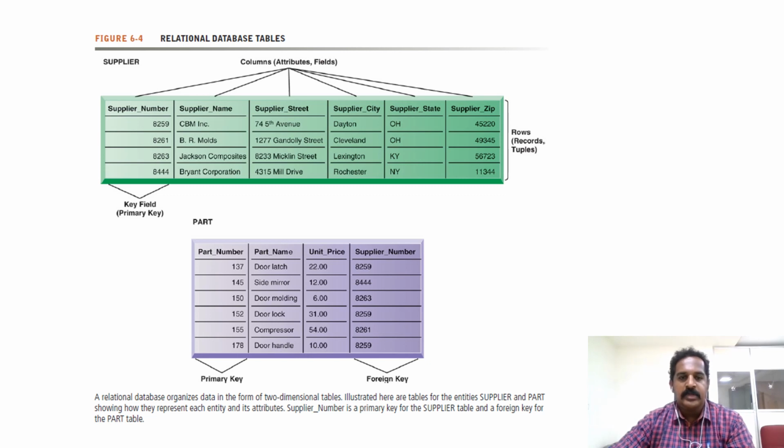Okay, the next one is the part. In the second diagram below, which is the part, you can see there is a part number, then part name, unit price, and supplier number. Here in this part, the part number is called the primary key, and the supplier number is called the foreign key. In this primary key, there cannot be a duplicate number repeating again. For example, 145 cannot repeat again, so it is a primary key.